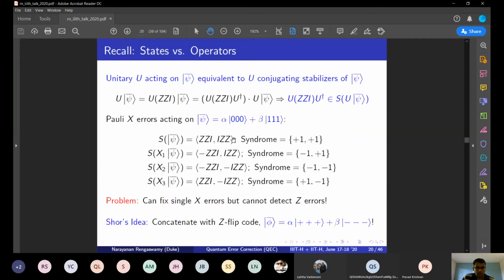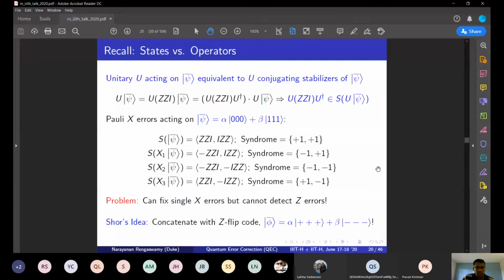So whenever errors happen, the way to compute the syndrome is you take the stabilizer and conjugate it by the error. Take this unitary to be the error: if the error acts on the code state, then the stabilizer gets conjugated by the error. So if X1 acts on the code, then you conjugate the ZZI by X1, X and Z anti-commute, so you pick up a -1. That's how you compute syndromes. It comes from conjugating the stabilizer by the error.